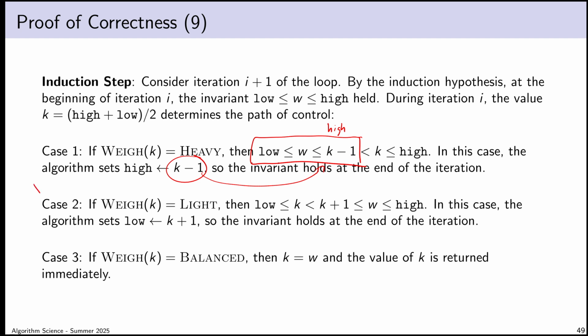In case number 2, if k comes back too light, that is the statement that k is less than w. And if k is less than w, then k plus 1 is less than or equal to w, and that in turn is less than or equal to high. Because I set low to be k plus 1, my invariant holds at the end of this iteration as well, because the new value of low is k plus 1. Okay, so in both case 1 and case 2, the invariant does hold at the end of the iteration. Those are the important cases, frankly. There is a third case.